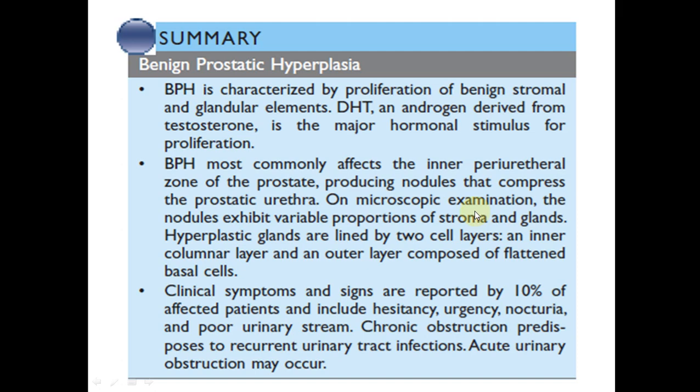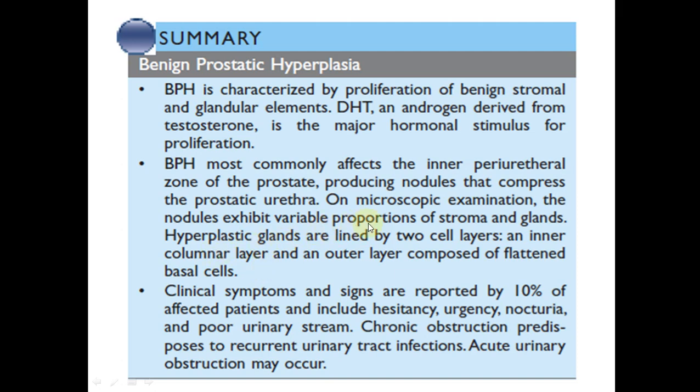And generally when we see the presence of solid hard nodules in the posterior peripheral zone, they indicate carcinoma prostate, while enlargement in the periurethral zone or transitional zone causes benign prostatic hypertrophy.